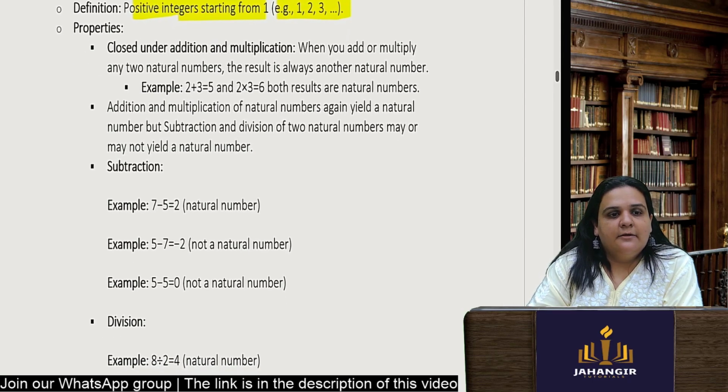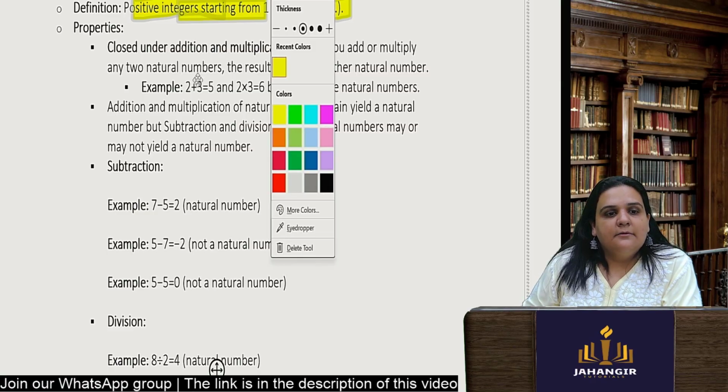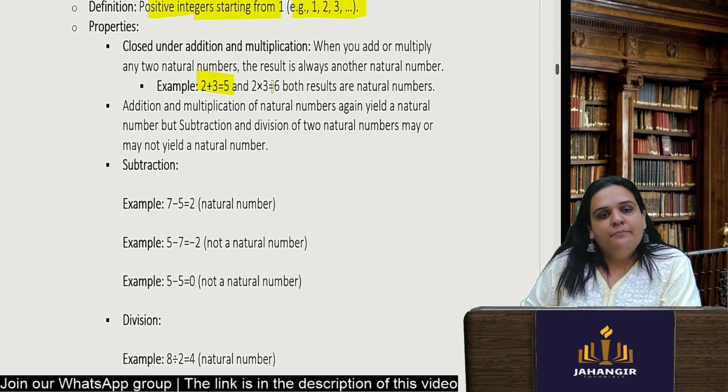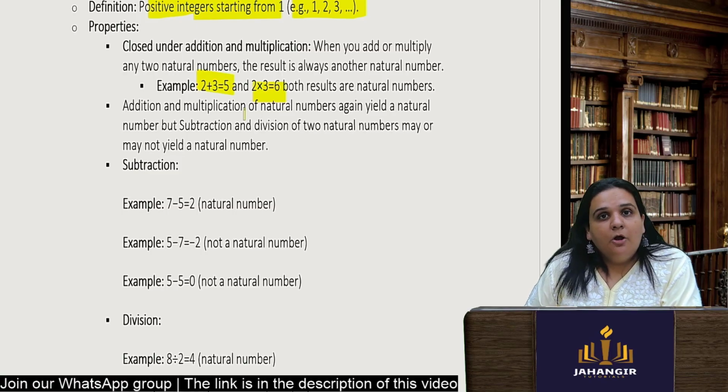Let's see an example. 2 plus 3 is 5, which is a natural number. 2 into 3 is 6, again a natural number. So addition and multiplication of natural numbers will give a natural number. But subtraction and division do not necessarily give a natural number. It may or may not give you a natural number.